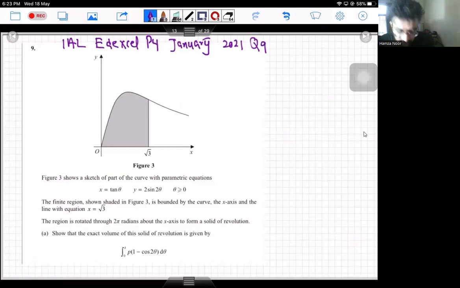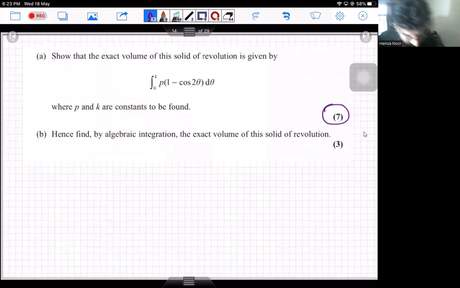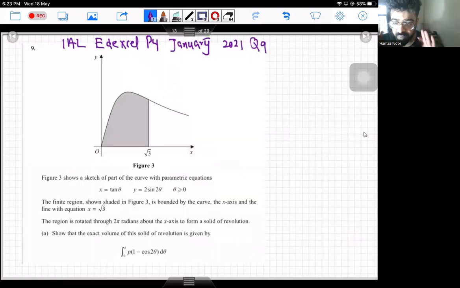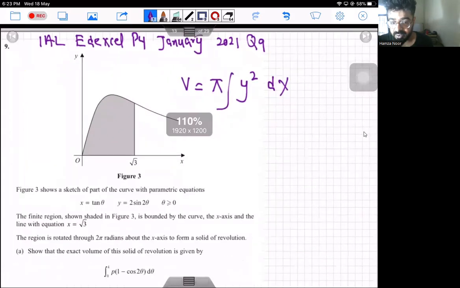Upper limit is k, lower limit is 0, and this part A is worth 7 marks. All right, so what we know is that the volume of revolution when the area under the curve is rotated through 360 degrees, or you can say rotated through 2 pi radians about the x-axis, is pi multiplied by the integration of y squared with respect to x. This is the volume about the x-axis.